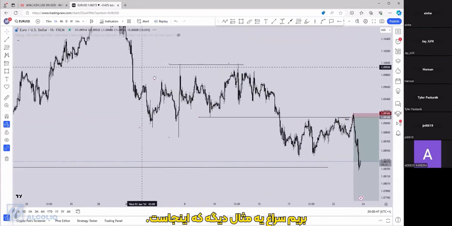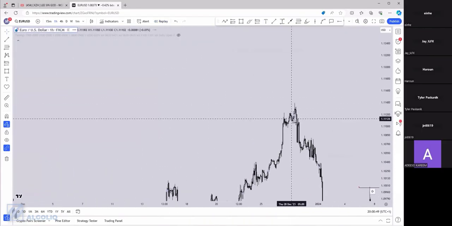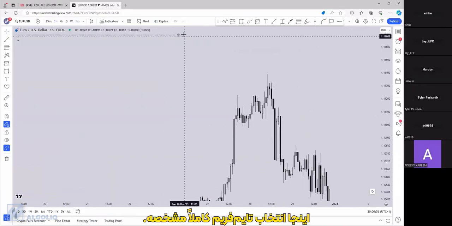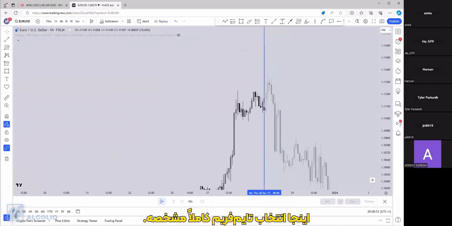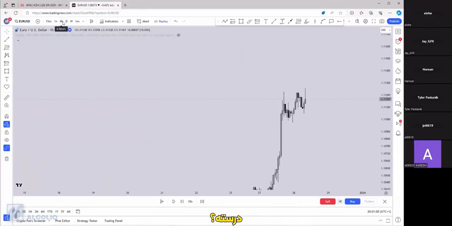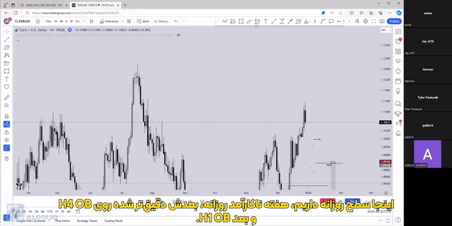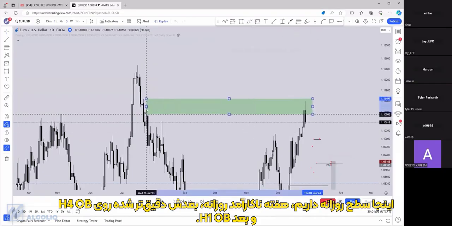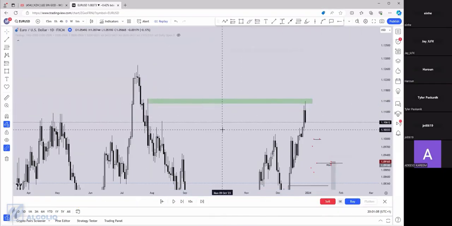Let's go to another one, which will be here. So here you see the choice of time frame is pretty clear, right? This is daily level, daily inefficient wick, refined to H4 OB, refined to H1 OB.